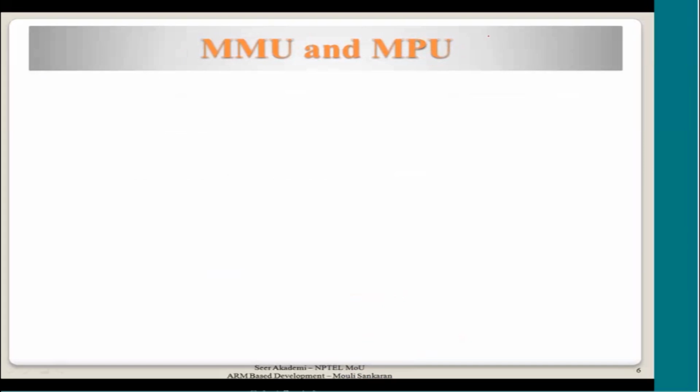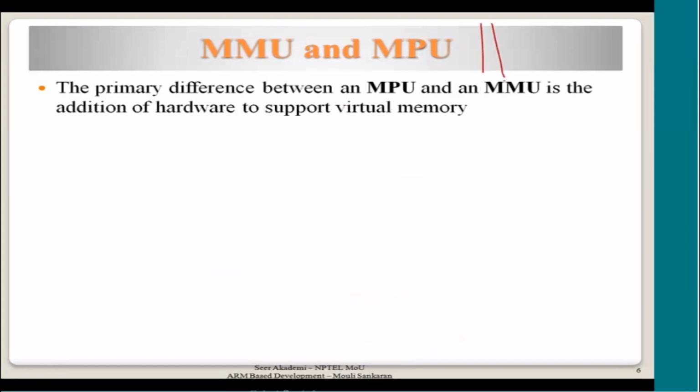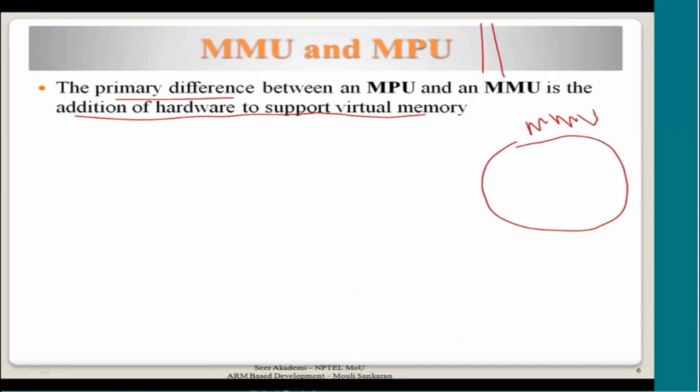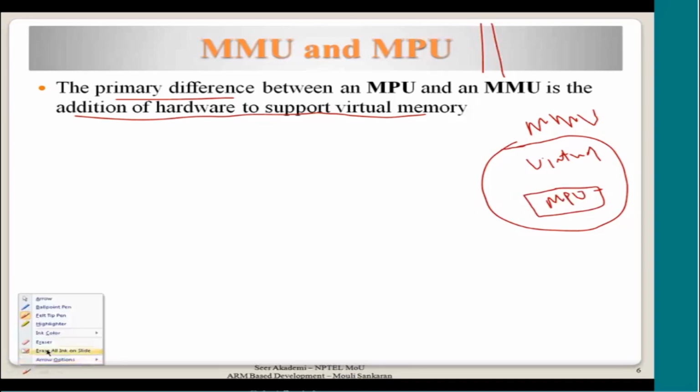Now let me again give you a brief overview, as well as the differences, between MMU and MPU. The primary difference between MPU and MMU is the addition of hardware to support virtual memory. So if I say this is the MMU, it has virtual memory support, and all the features supported by the MPU are also there in the MMU. It's all comprehensive, done in one place in one module.